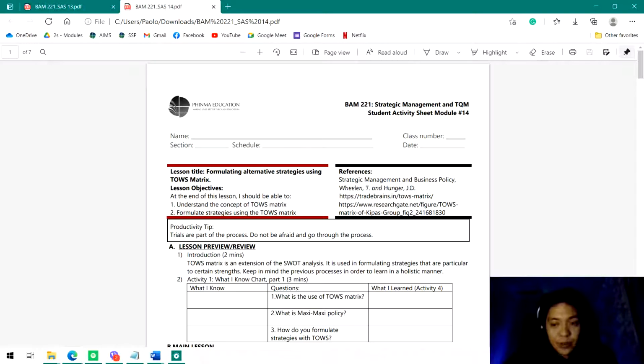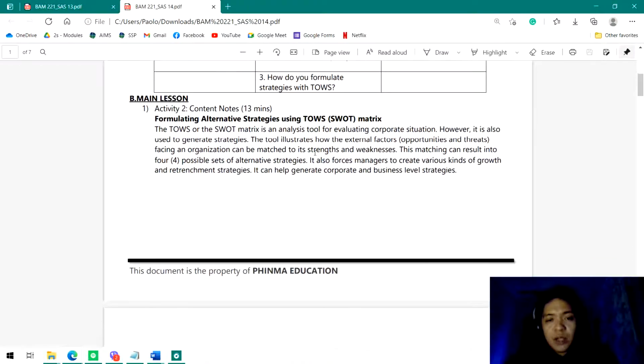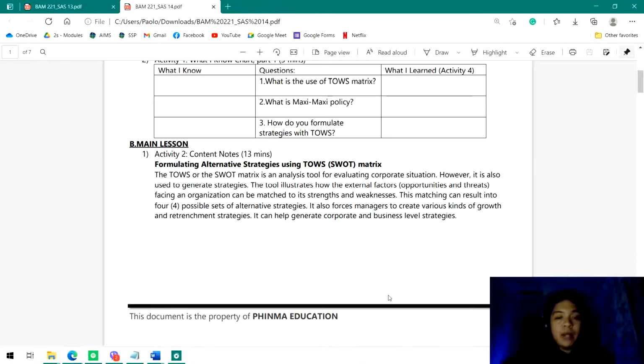Okay, so the next module that we will be discussing is the TOWS matrix naman tayo. Actually, the TOWS matrix is very much the same with SWOT analysis. It also involves identifying strengths, weaknesses, opportunities, and threats. So ano nga ba ang TOWS matrix natin? Or paano tayo ngayon magfo-formulate ng strategy using the TOWS matrix? So first, let's define the matrix that we are talking about.